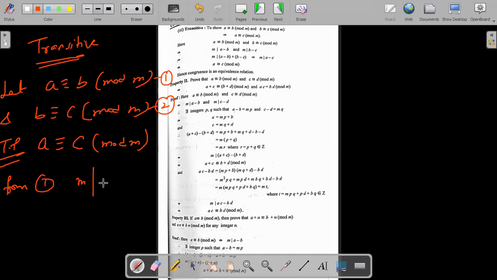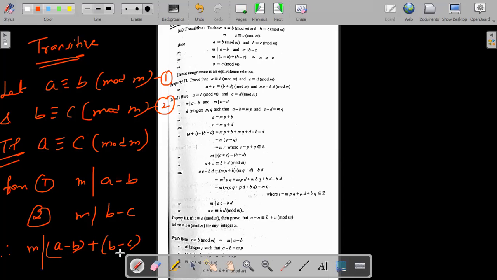From 1, what you get? A is congruent to B mod M means M divides A minus B. From 2, what you get? M divides B minus C. अब M इसको भी डिवाइड कर रहा है, M इसको भी डिवाइड कर रहा है, तो ऑब्वियसली M इनके सम को भी डिवाइड करेगा. अगर कोई भी नंबर दो नंबर्स को डिवाइड करता है तो वो उनके सम को भी डिवाइड करेगा. So it means M divides A minus B plus B minus C. B and B will cancel. So M divides A minus C. So from here, A is congruent to C mod M.